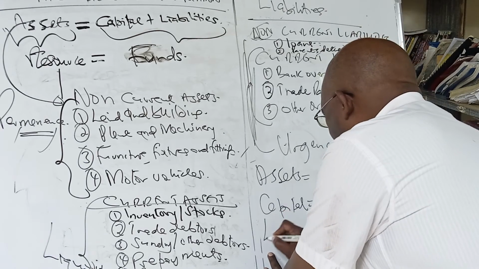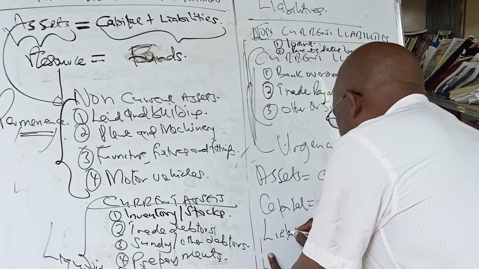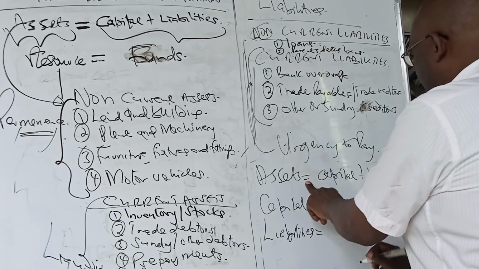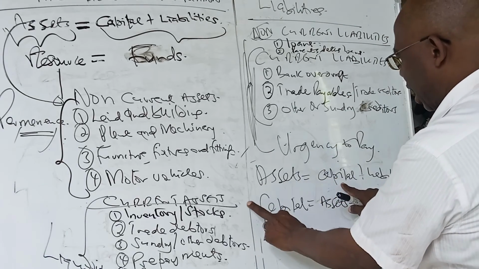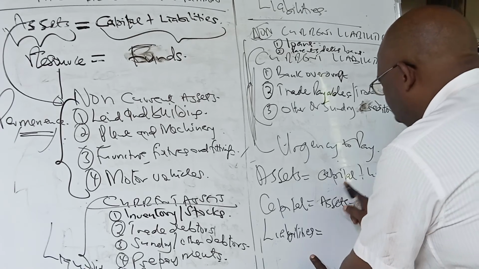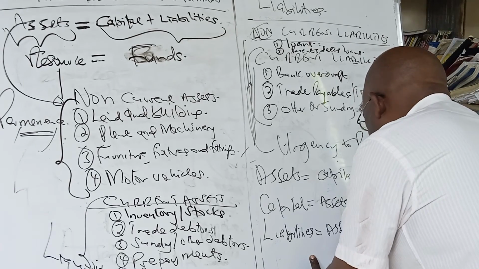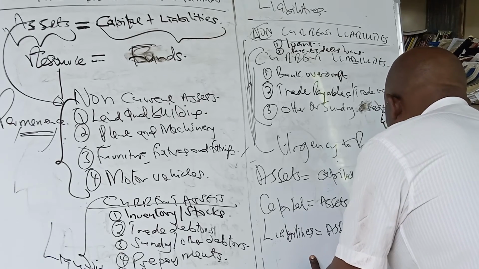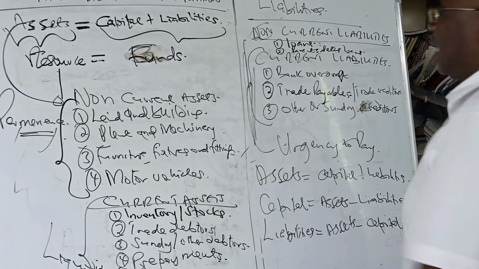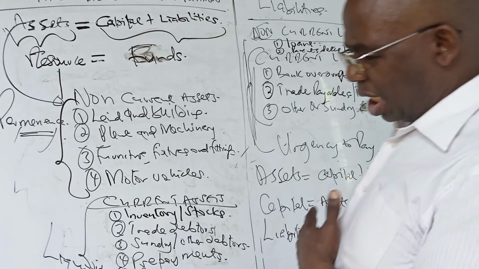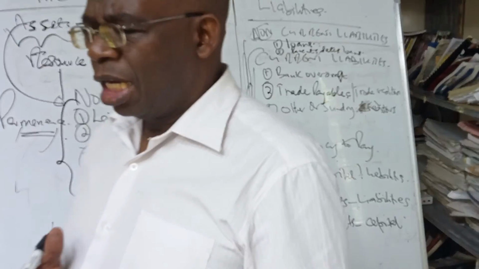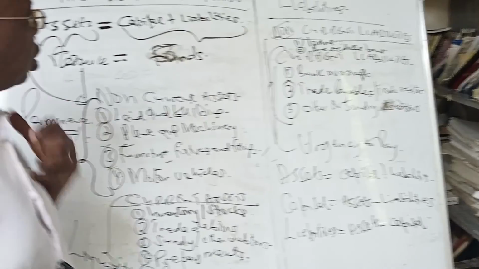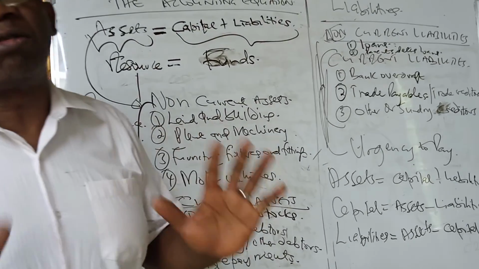If you wanted to know liabilities, you still come back here, you subtract capital from both sides. So you say liabilities is equal to assets minus capital. Now this is a very, very important equation. It is called the accounting equation. It forms the foundation of accounting.